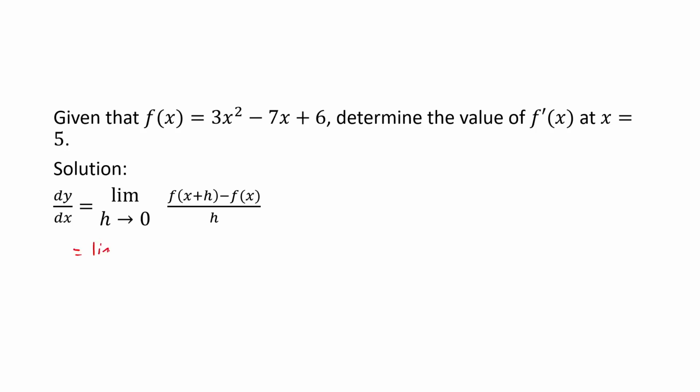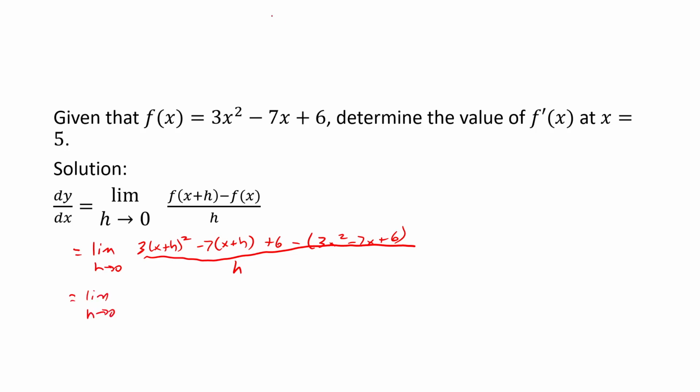We have the limit as h goes to 0 of 3 bracket x plus h quantity squared minus 7 bracket x plus h plus 6 minus 3x squared minus 7x plus 6 all over h. Now, x plus h quantity squared, we have to expand that out. That ultimately equals x squared plus 2hx plus h squared. So I'll put that in right here.